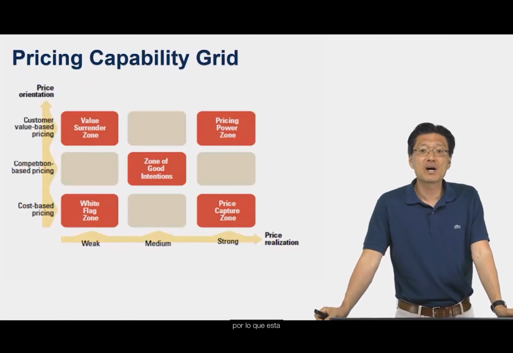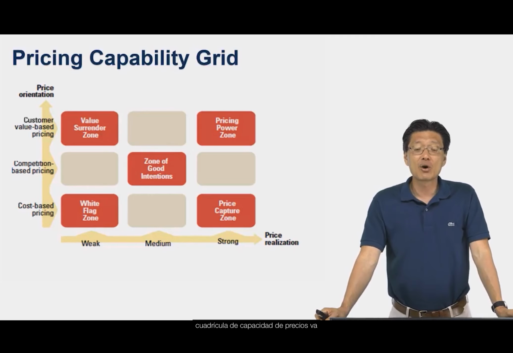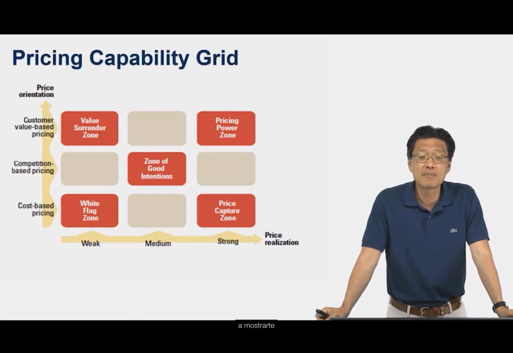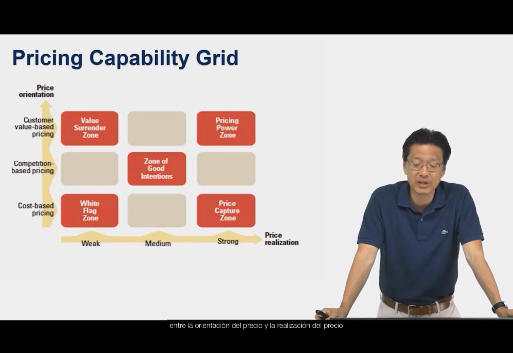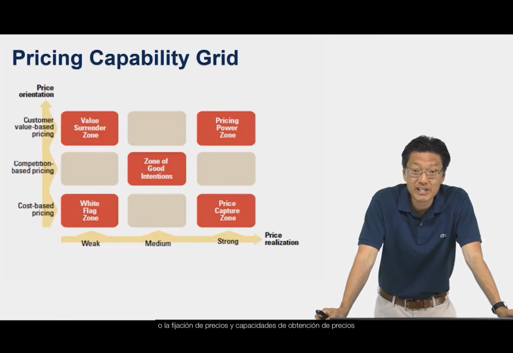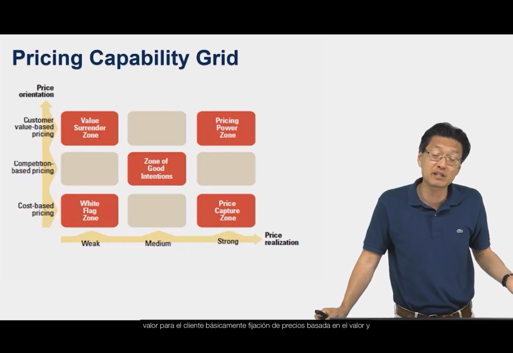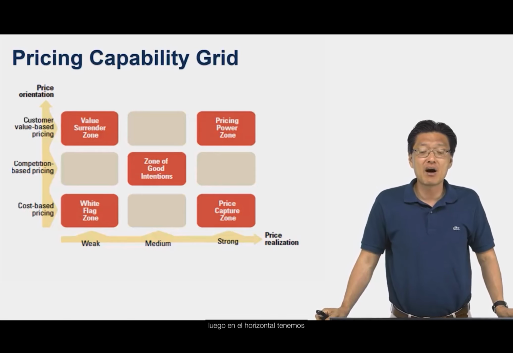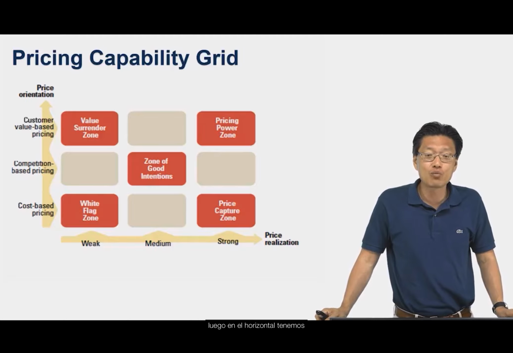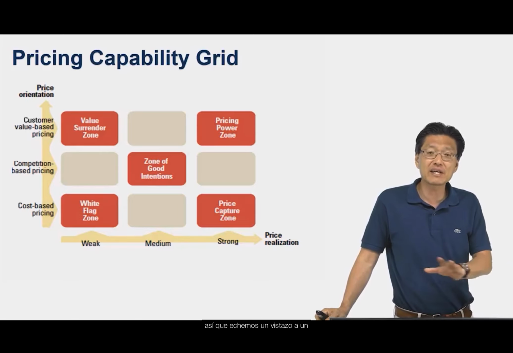So this grid, this price capability grid, shows you the combination between price orientation and price realization, or price setting and price getting capabilities. On the price orientation scale, on the vertical axis, we have customer value, basically value-based pricing, then competition-based pricing, and then cost-based pricing. On the horizontal, we have weak, medium, and strong price realization capabilities. So let's take a look at a couple of these.